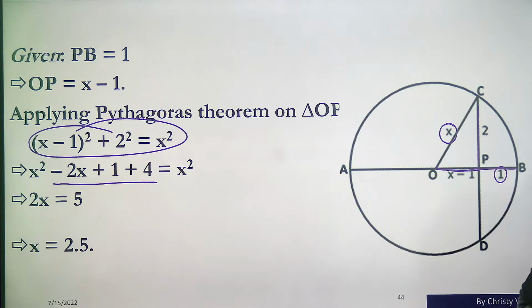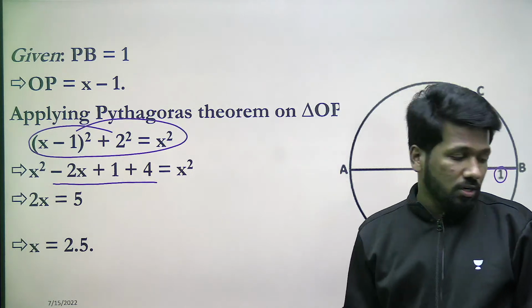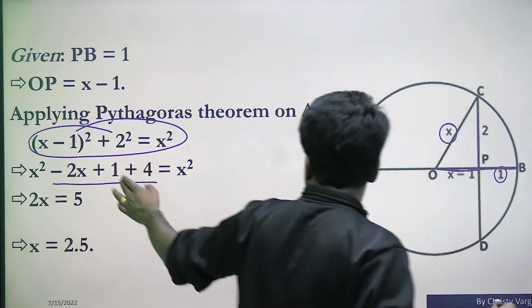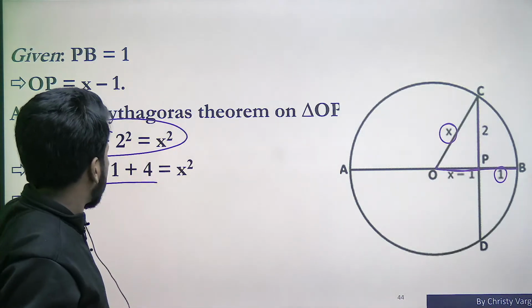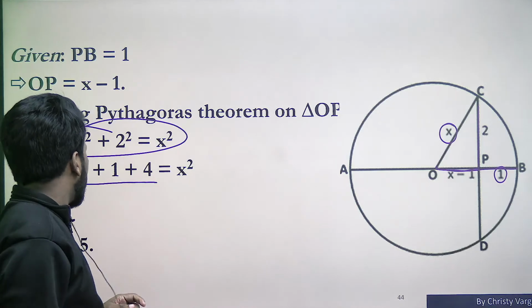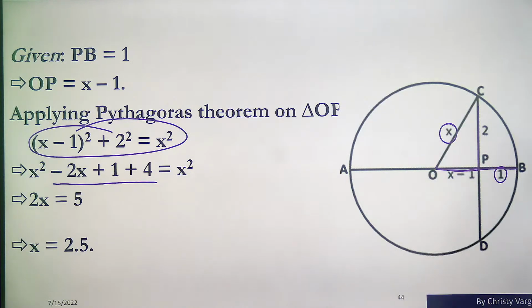Yes, Pythagoras theorem. Yes, SP. All of you understood this now? So finally x is equal to 2.5 you will get. Yeah, here x minus 1 the whole square plus 2 square is x square. You can use a minus b the whole square formula, x square minus 2x plus 1, you can apply and then simplify it to get the value of x.